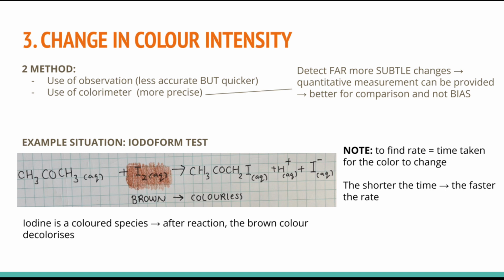An example situation is the iodoform test, where propanone reacts with iodine. As we know, iodine is a colored species. It is a brown color. After this reaction occurs, this brown color becomes colorless. The brown color decolorizes. This means to find the rate, you have to measure the time taken for the color to change. The shorter the time, the faster the rate.